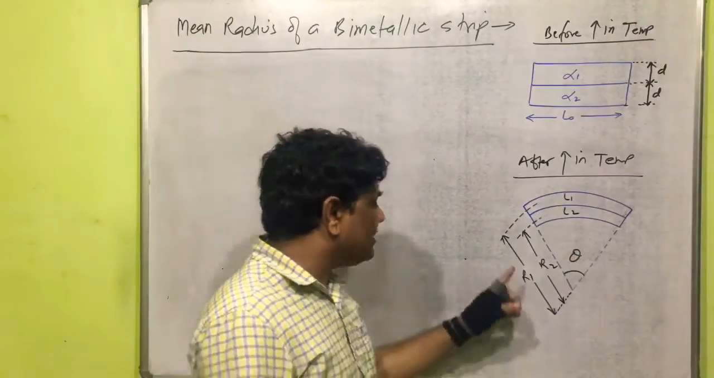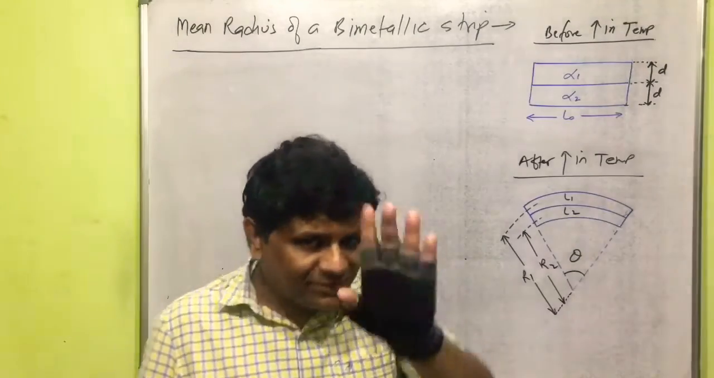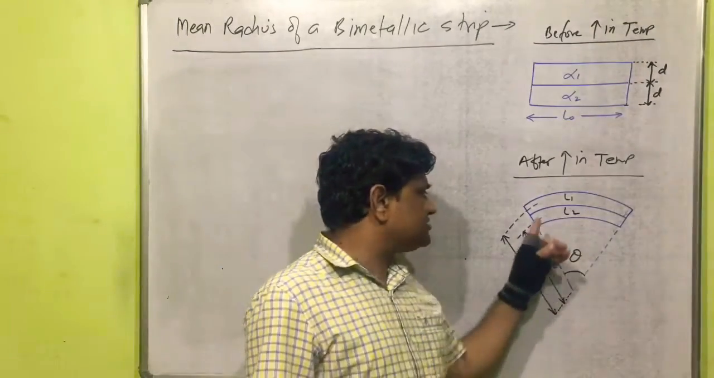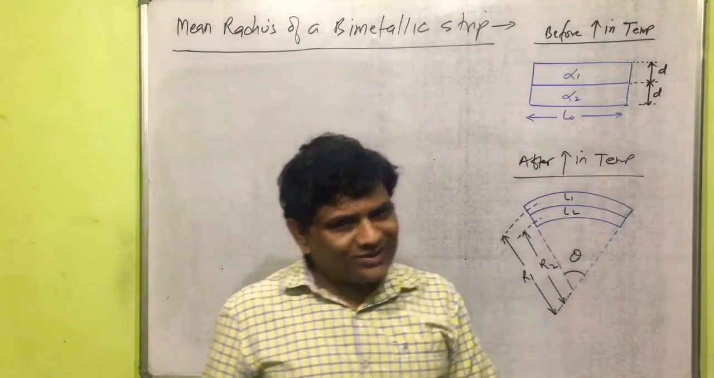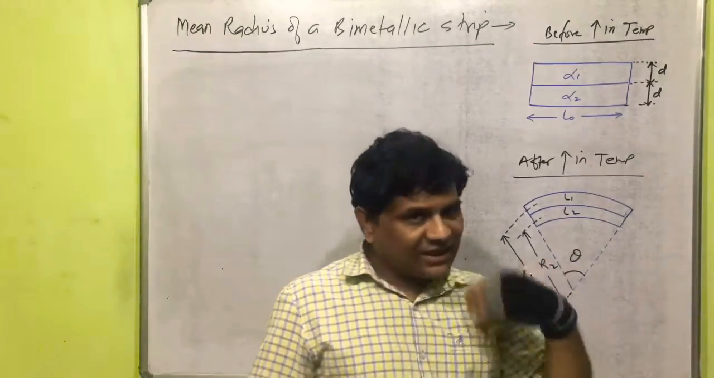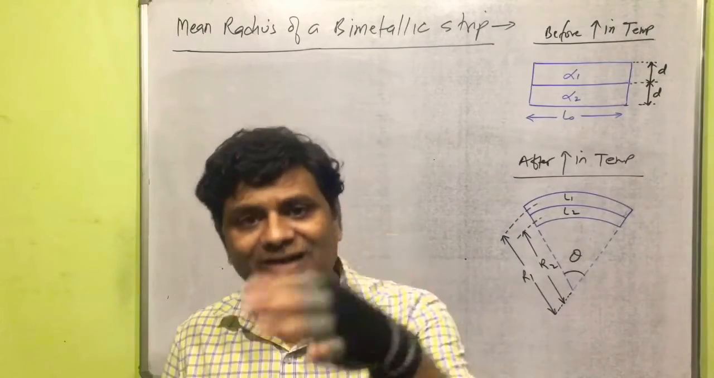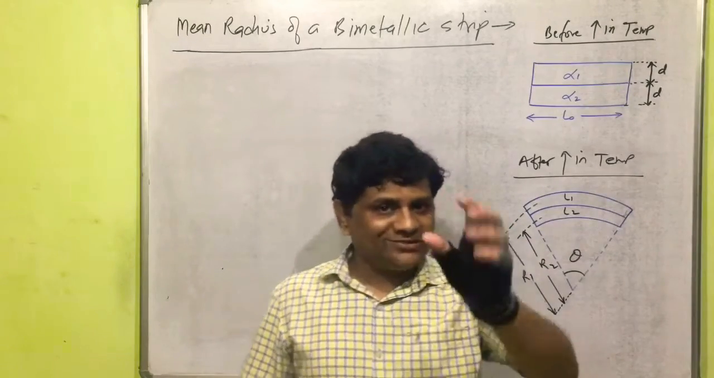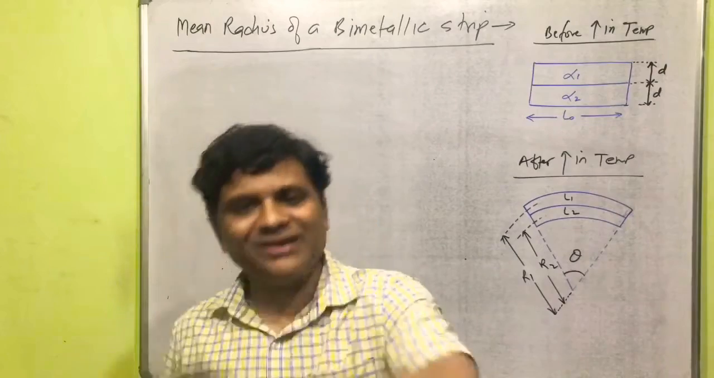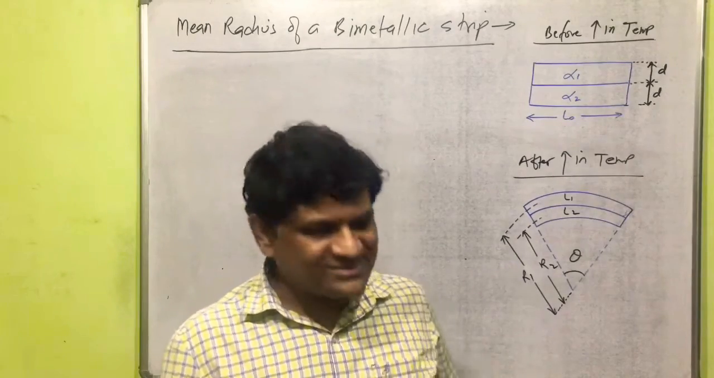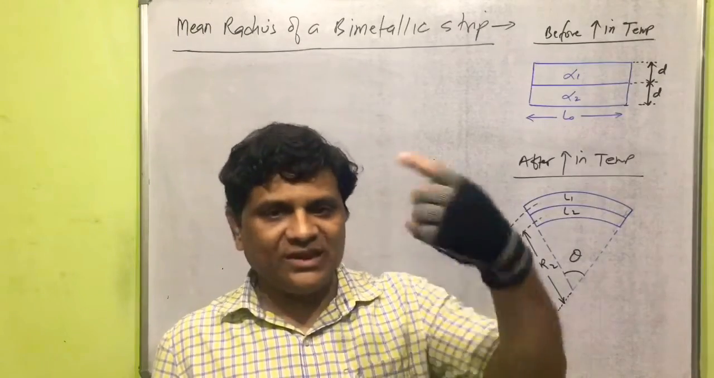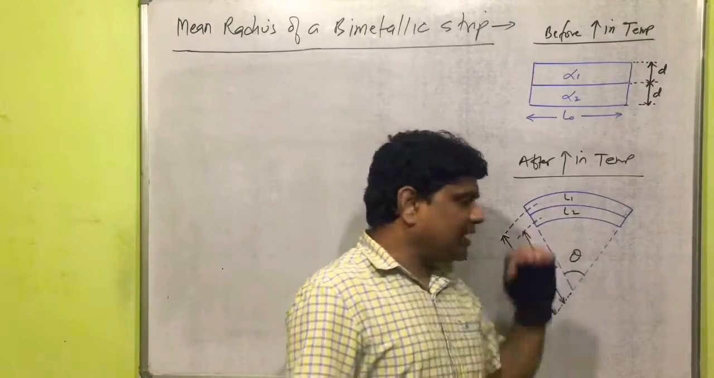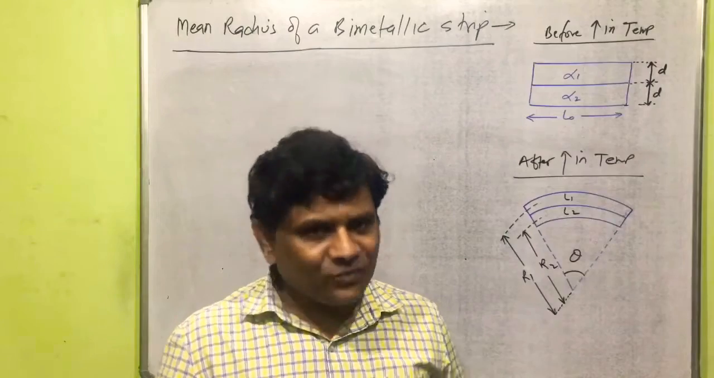In this arc, R1 is the radius of the upper strip. R2 is the radius of the lower strip. Theta is the angle made by the arc of the bimetallic strip. L1 is the length of the upper strip, and L2 is the length of the lower strip.